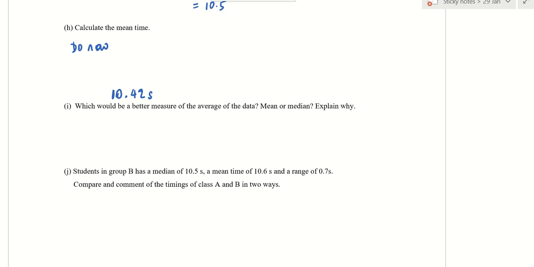Then in part I, which is a better measure of the average of the data? Do we use the mean or do we use the median, and why? So for comparison between mean and median, you always check, is there an outlier?